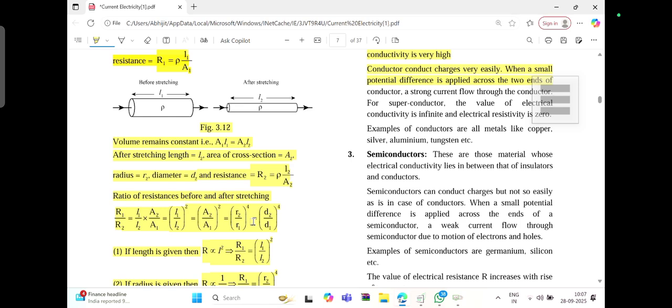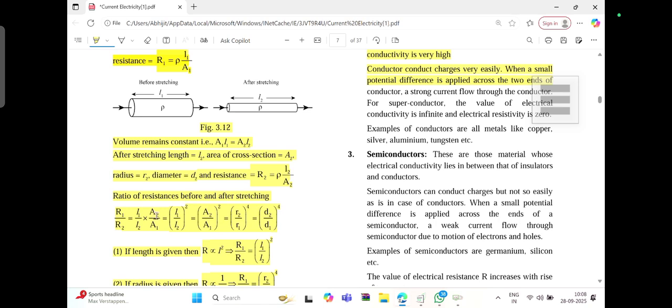Actually the connection is lost for some reason. So R1 by R2 is equals to L1 by L2 and A2 by A1. So L1 by L2 whole square is equals to A2 by A1 whole square is equals to R2 by R1. A means pi R2 square and A1 means pi R1 square. So pi cancels out, R2 by R1 whole to the power 4, that means D2 by D1 whole to the power 4, that we already know.